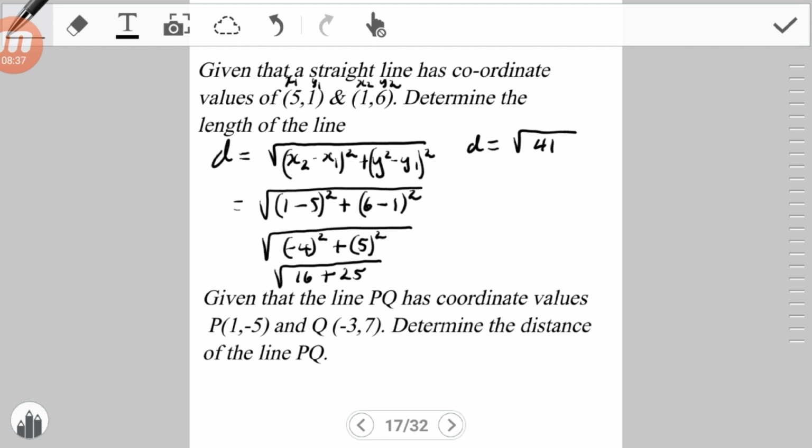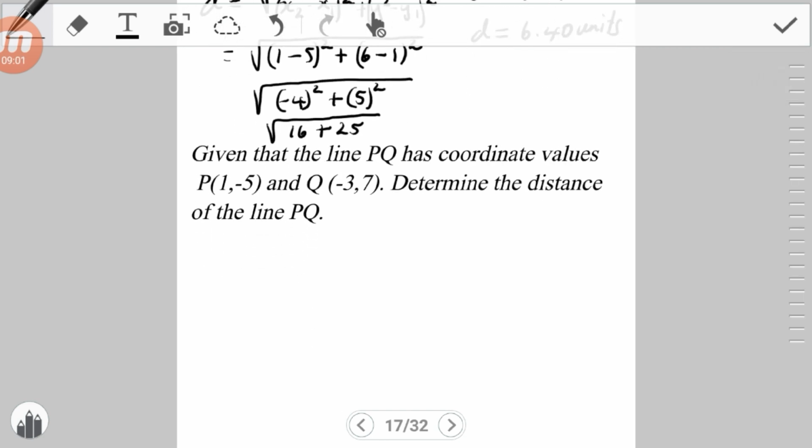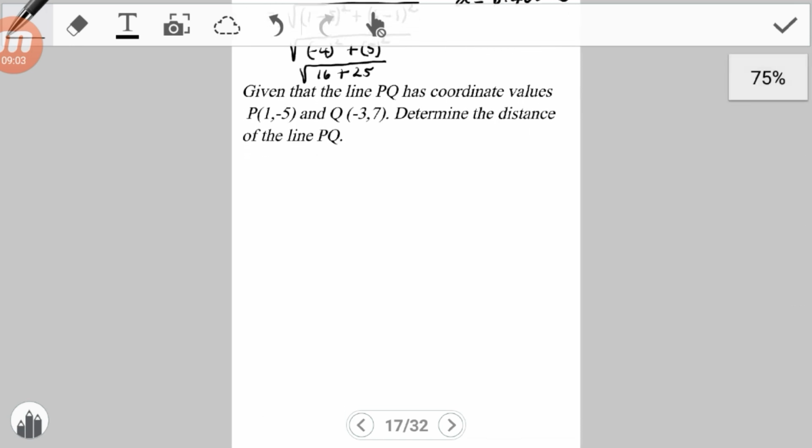So we jump onto our calculators and find the square root of 41, and we'll find that the distance of this particular line here is 6.40, rounded to 2 decimal places, units. Okay, and that is the length of our line. All right, not too bad. Let's go down to example number 2. Hope you guys got that.